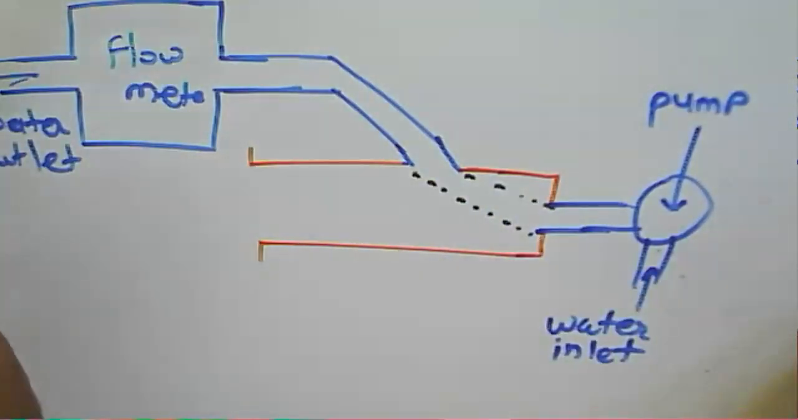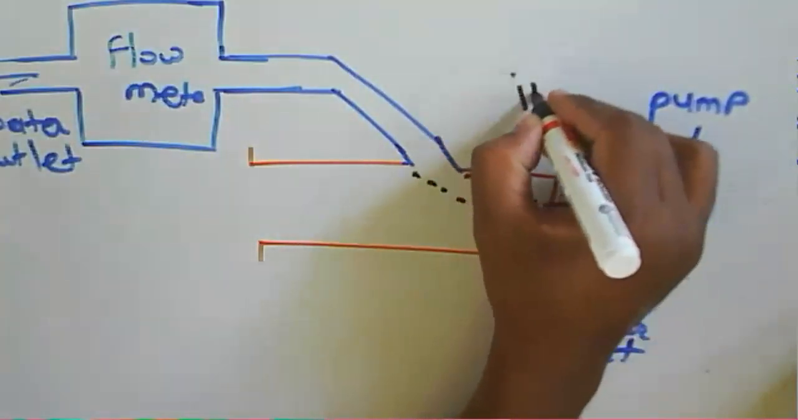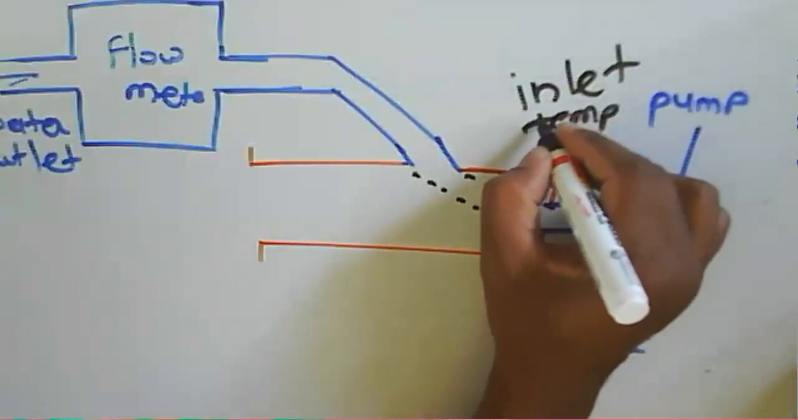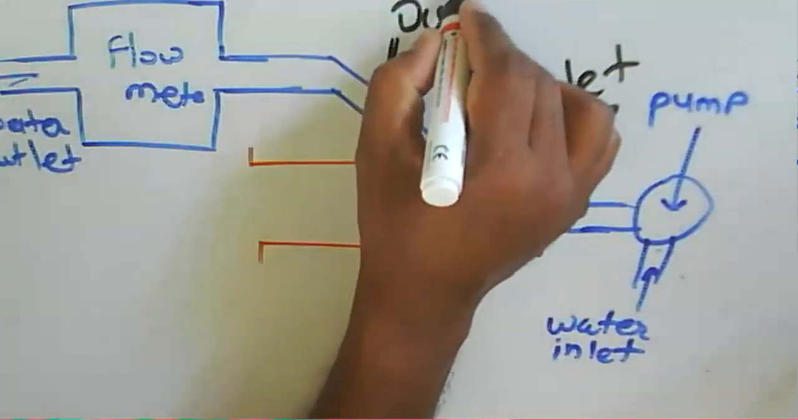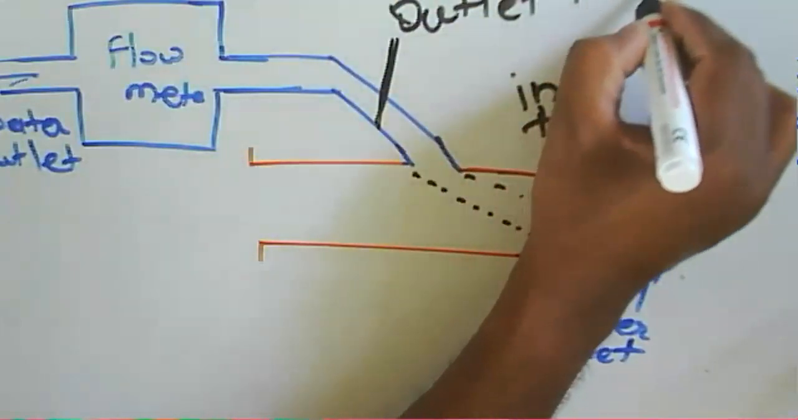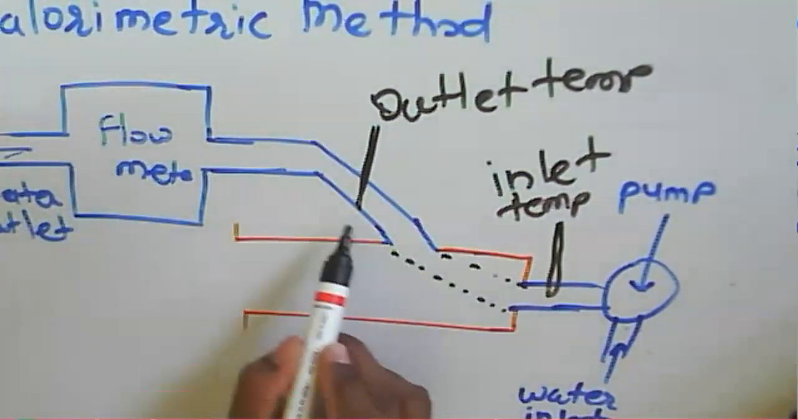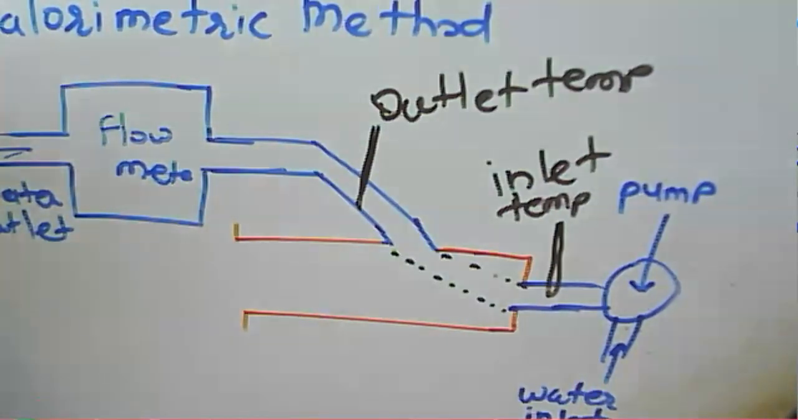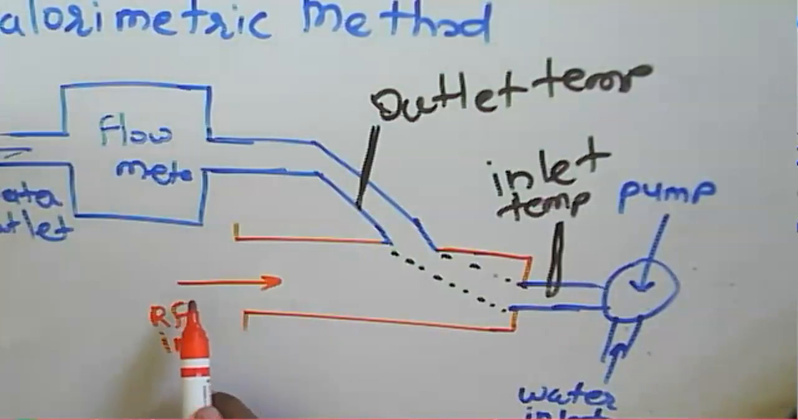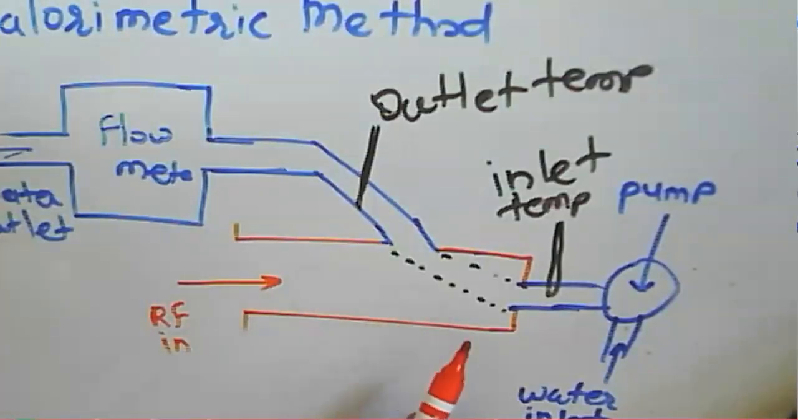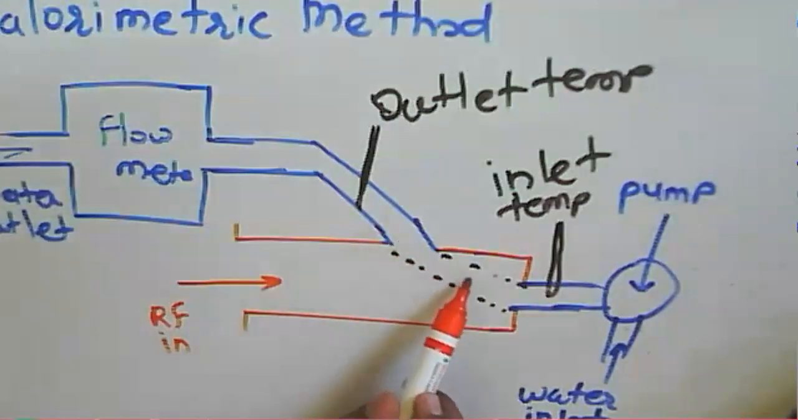Then here we need to measure the inlet temperature. In this case we measure the inlet temperature, and with another sensor here we measure the outlet temperature. This means the water is flowing through the waveguide. And in the RF waveguide here, we consider the RF input signal. When the RF signal propagates through this guide, there will be a glass tube through the guide.